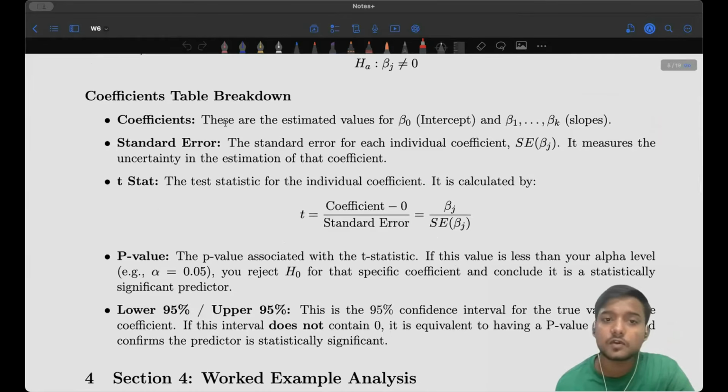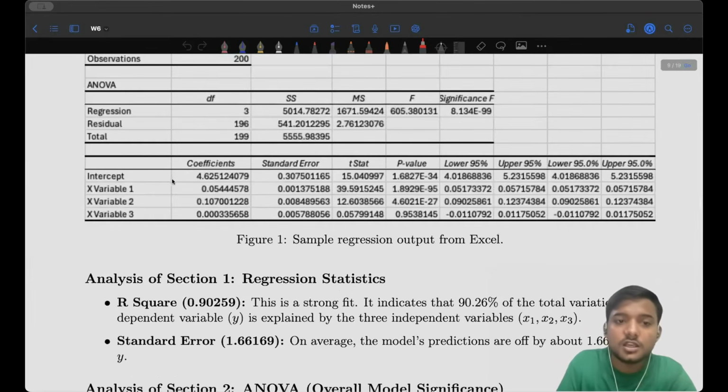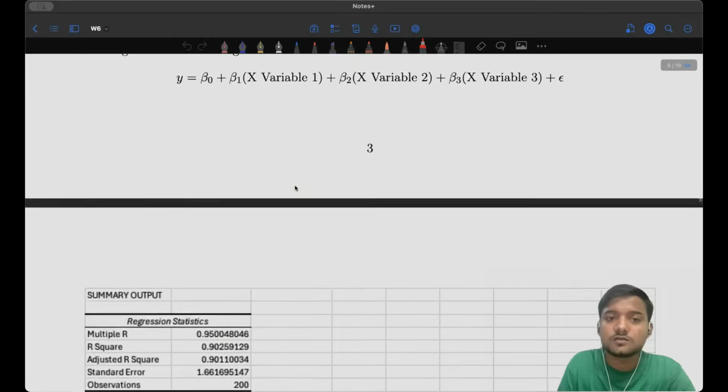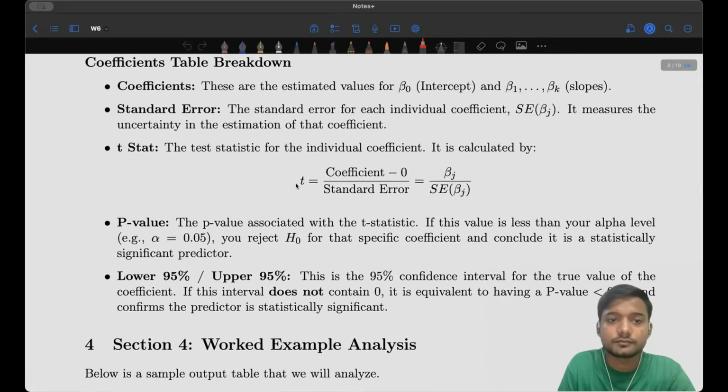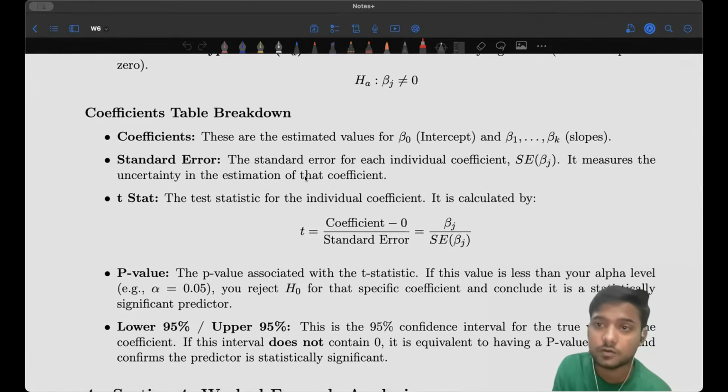And again, you can see this. The first column is for coefficients. Coefficients are basically your estimated value for the intercept and the slopes. Then you have standard error. What is the standard error for each of these estimated coefficients? If my intercept is estimated to be this, there is still some standard error, right? So standard error for each individual coefficient measures the uncertainty in the estimate of that coefficient.